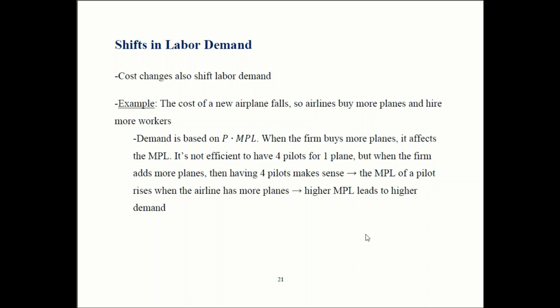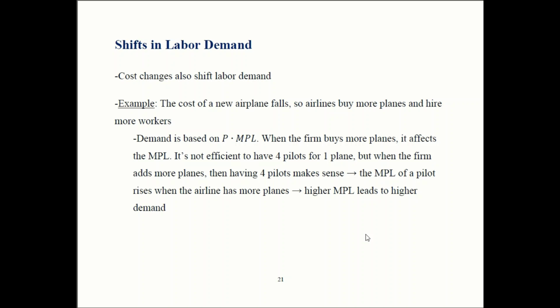The other thing that shifts labor demand is changes in the firm's costs. So let's suppose that the cost of new airplanes is going down. We know from the law of demand how airlines will respond to this. If something gets cheaper, people buy more of it. So if airplanes get cheaper, airlines are now going to start buying more and more airplanes. Now, in order to use those airplanes and have flights, you've got to hire more workers. You're going to need more pilots. You're going to need more flight attendants.